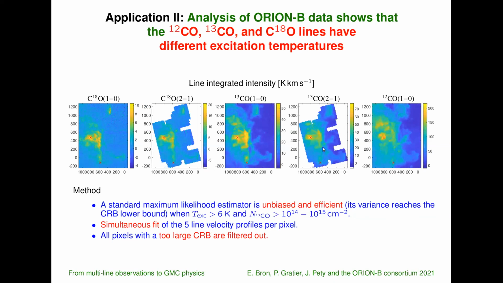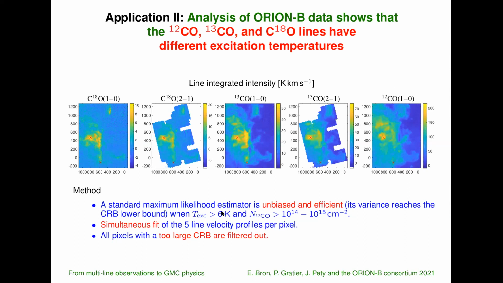But we were fortunate that Nicolas Peretto had ancient 30-meter data for the C18O(2-1) and 13CO(2-1) on a subset of the fields that cover the Horsehead and NGC 2023 regions. And so we were able to analyze all of this. And the idea is to try to understand why with CO, you can trace different regimes of column densities.